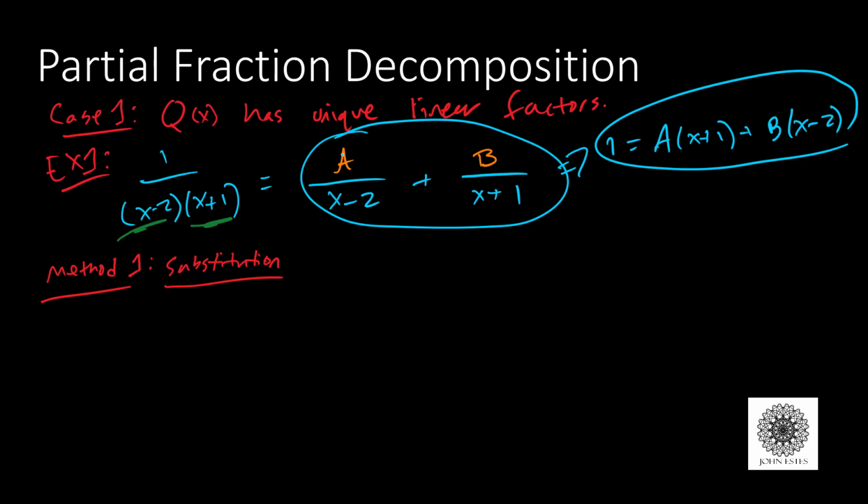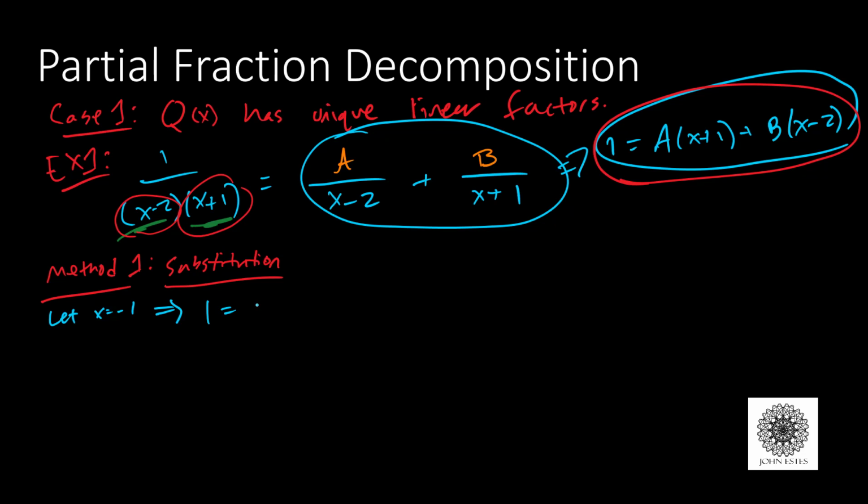Okay, so for method 1, what I do is I pick my zeros. In this case, my zeros were from here 2 and -1, and I plug those in for values of x. So for example, here first we let x equal -1 and plug it in, and into what I'm plugging it into is this equation here. Then notice what I end up with is 1 equals a times 0 plus b times -3. Oh, and so instantly we end up with 1 equals -3b, or b is -1/3.